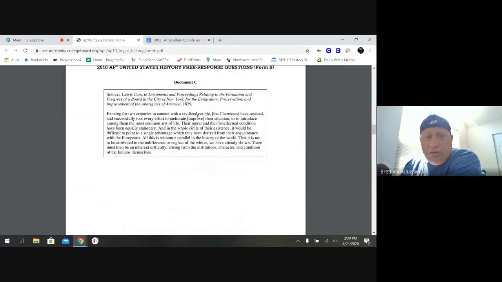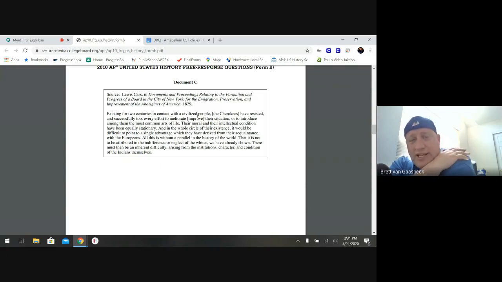Document C, the source, Lewis Cass. Now, Lewis Cass, I don't expect you to remember Lewis Cass. He eventually is going to run for president, and he's going to run as a free soil Democrat. Sorry, I had to make sure I didn't say Whig. So he's going to run as a free soil Democrat later on in 1848. Lewis Cass writes in 1829, however, in his documents and proceedings relating to the formation and progress of the Board of the City of New York for the Emigration, Preservation, and Improvement of the Aborigines of America. Boy, that's a lot of words.